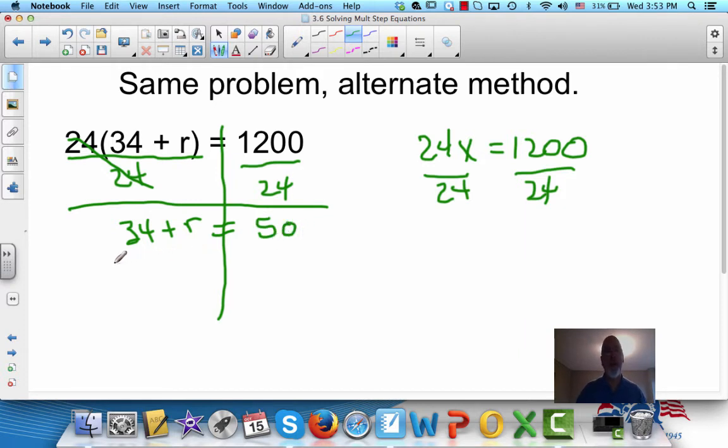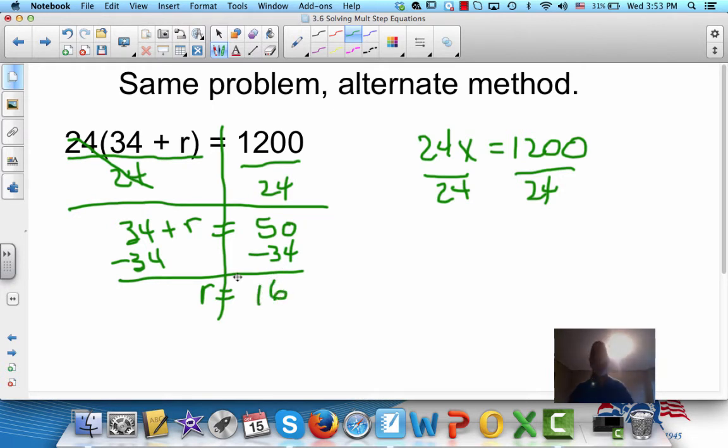And how do we do this? We go minus 34 and minus 34, and that gives us R equals 16. Same answer we got the last time. It's just a little bit shorter method of doing it. But the thing you got to remember is check. Let's see if this had been 1201 right here, 1201 divided by 24 would not go an exact whole number of times, so I would not have used the method for that one. Okay?